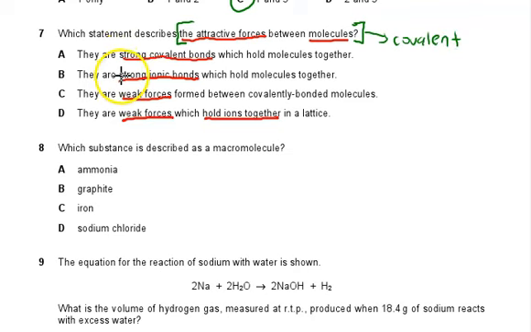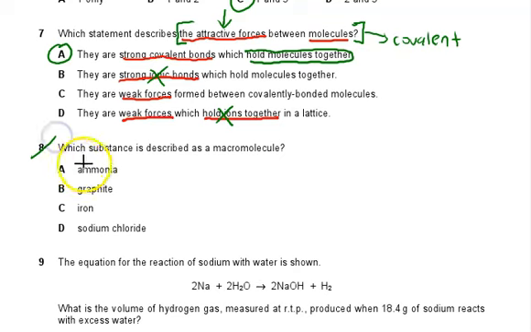For ionic, it is more into electrostatic force, so it's not ionic. And if it's attractive force, it means it is a strong covalent bond holding the molecules together. So this is a keyword to understand the questions. So 7 is A.